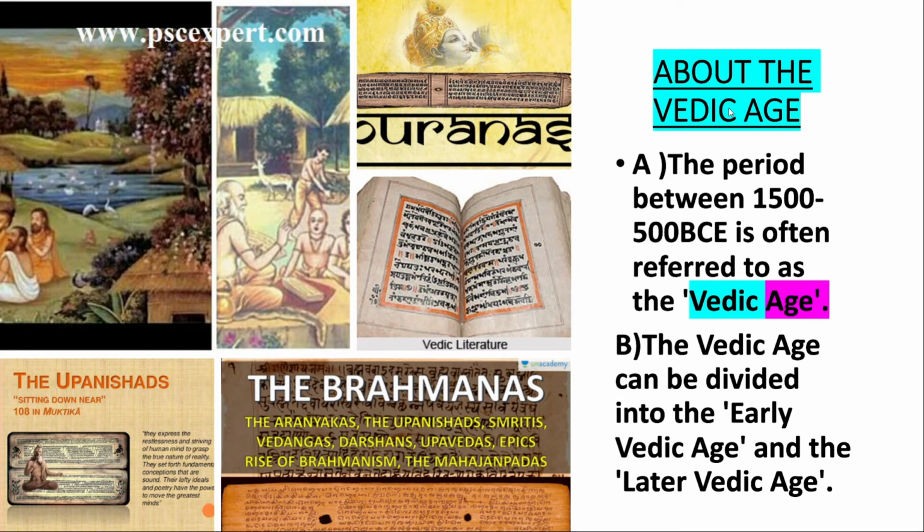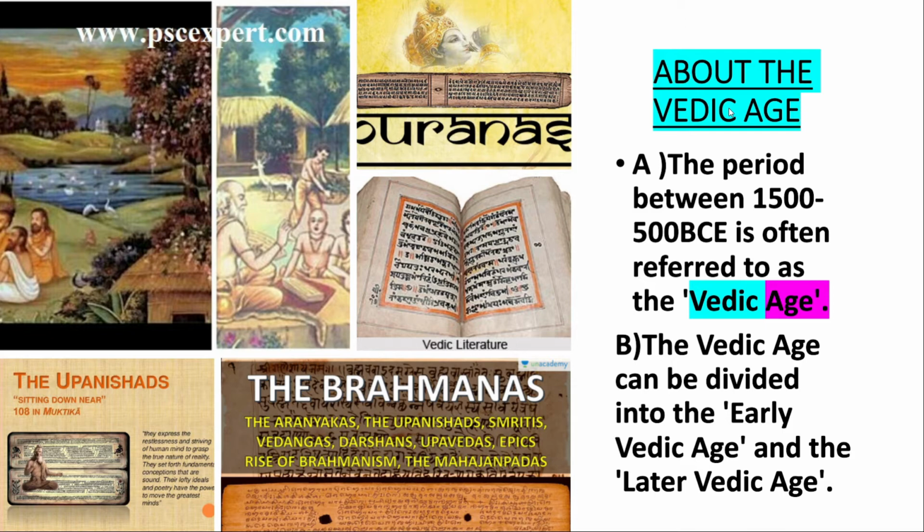Do you know, children, the Vedic age is divided into how many parts? Yes, good. The Vedic age can be divided into the early Vedic age and the later Vedic age. The literature includes the four Vedas, the Puranas, the Brahmanas, the Aranyakas, the Upanishads and the epics, the Ramayana and the Mahabharata.